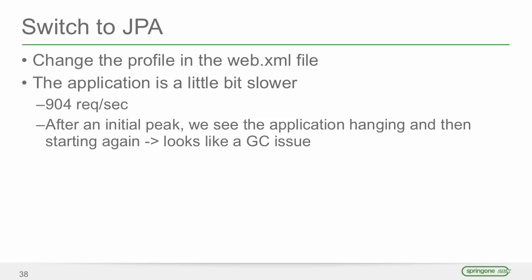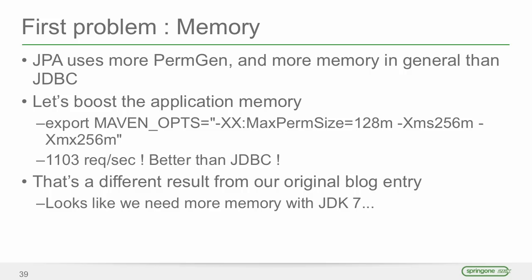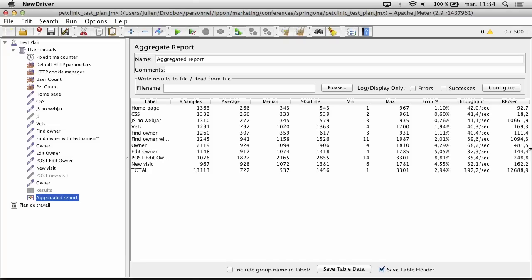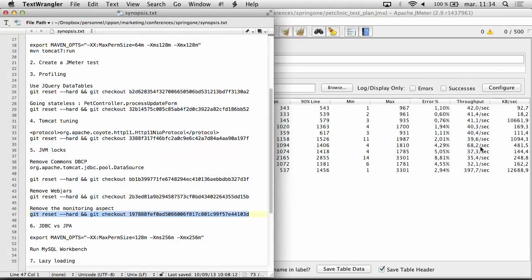We don't have enough memory now. Why don't we have enough memory? The issue is JPA. Well, that's the only thing we changed, by the way. So of course, it's JPA. With JPA, you are using more memory in general for PermGen, for using your entities. So you are just using more memory than JDBC. So I boosted the application memory. That's the only solution we can have here. I doubled it. I did it quite simply.